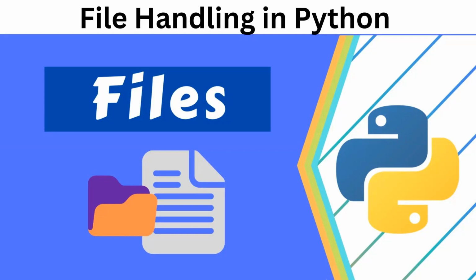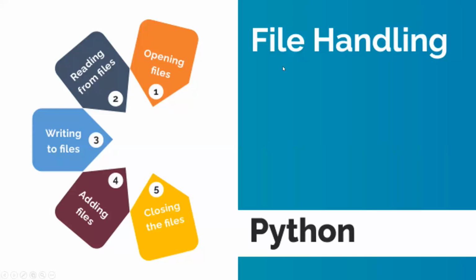One of the simplest ways for programs to maintain their data is by reading or writing the data in files. So in this video, we will see how file handling is done. In file handling, we will open the file, read the file, write in the file, add content in the file, and close the file. So we will do many operations in file handling in Python.